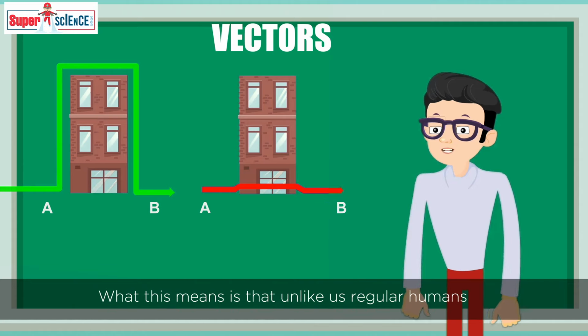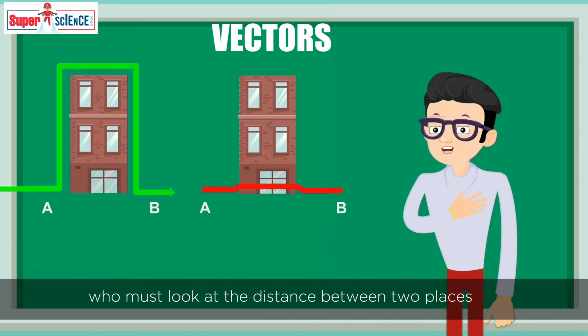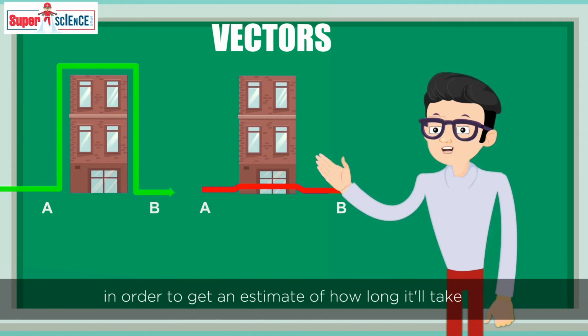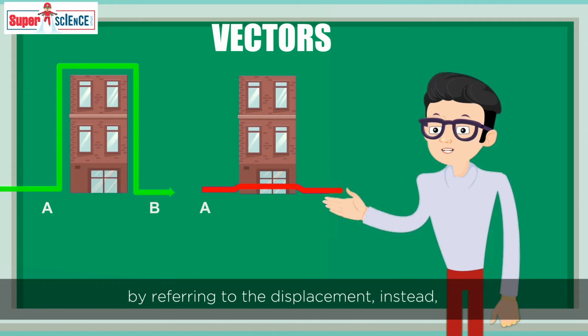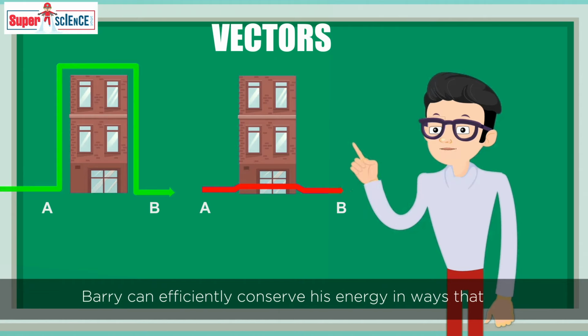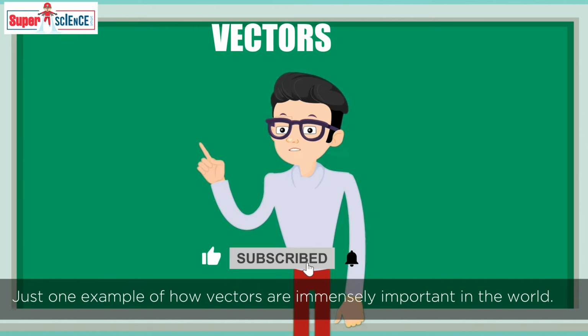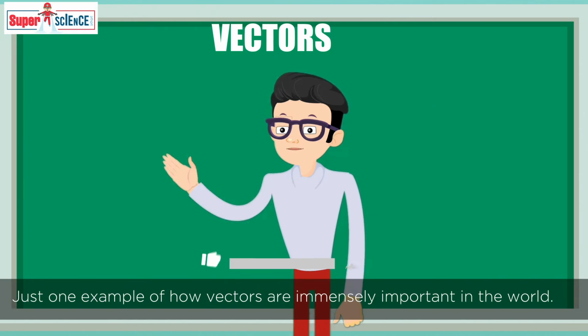What this means is that unlike us regular humans, who must look at the distance between two places according to the obstacles in order to get an estimate of how long it will take, by referring to the displacement instead, Barry can efficiently conserve his energy in ways that help him save the world several times over. Just one example of how vectors are immensely important in the world.